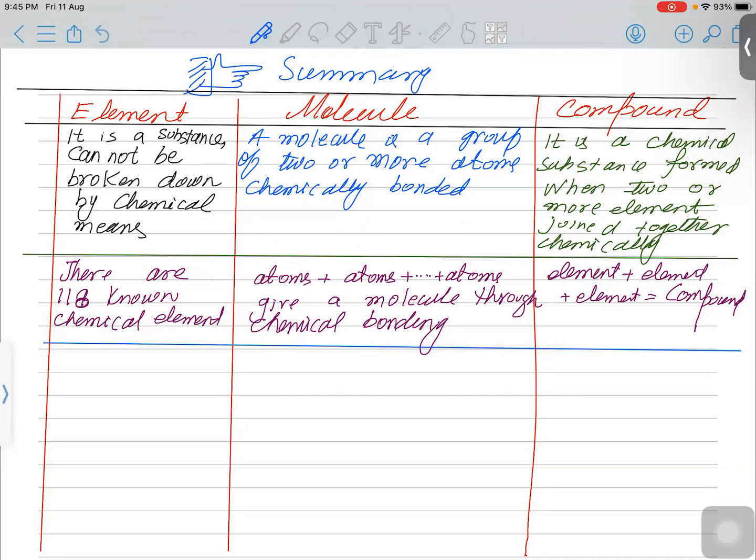Now next is: do elements contain the same atoms or different atoms? Elements contain similar atoms. But a molecule can contain similar or different elements, exactly the same or different.